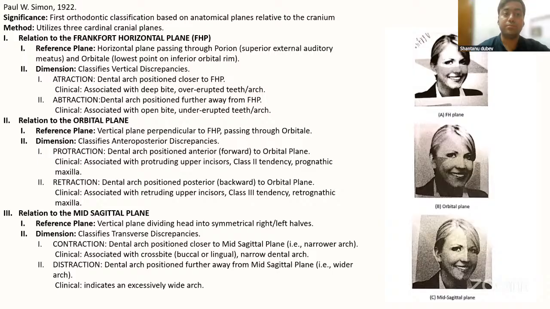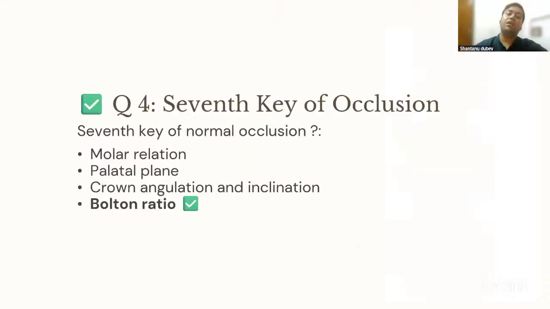Now, this is a concept which you'll encounter right in the beginning, which is the seventh key of occlusion. It is a very, very important concept, not only for undergraduates but also for postgraduates. I am sure you have learned all those keys. So the question is: the seventh key of occlusion, which is the seventh key of normal occlusion, or you can say the seventh key of ideal occlusion.